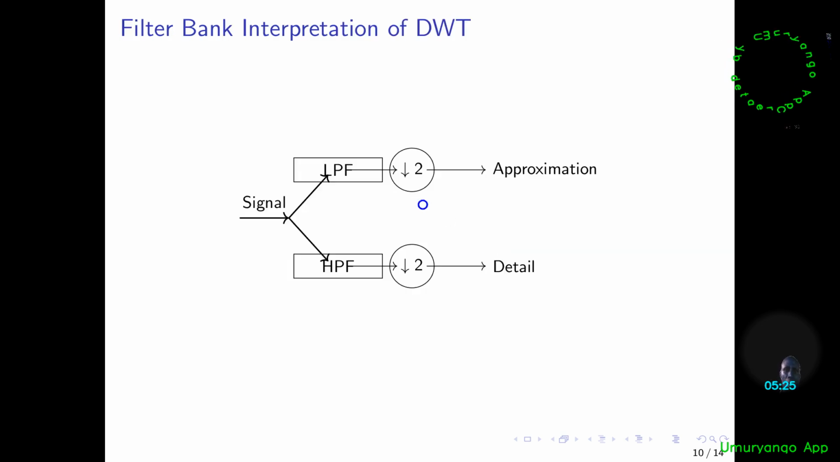The filter bank interpretation of the discrete wavelet transform. We consider the input signal and we pass it through a low pass filter, and we have the approximation coefficients, which give information about the low frequency components. If we apply the high pass filter, we come up with the detail coefficients, so that we can analyze the composition of the high frequency components in the signal.